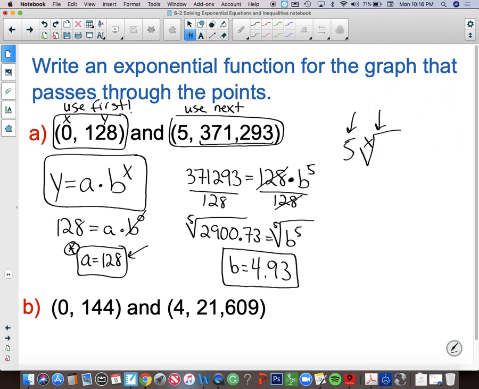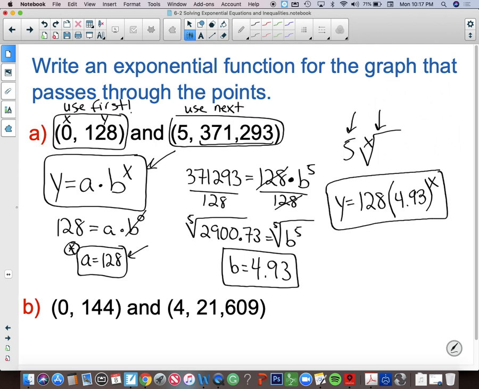Now the last step here is, do I actually have an equation yet? Well, not really. I got an A equals something and a B equals something. I guess those are just values of variables. So you got to plug those values into our general form here, and then you got your equation. So y equals 128 times 4.93 to the x power. Okay, that is my equation. So if I graph that with an xy chart, I would find out that I'm going to go through that point and that point.